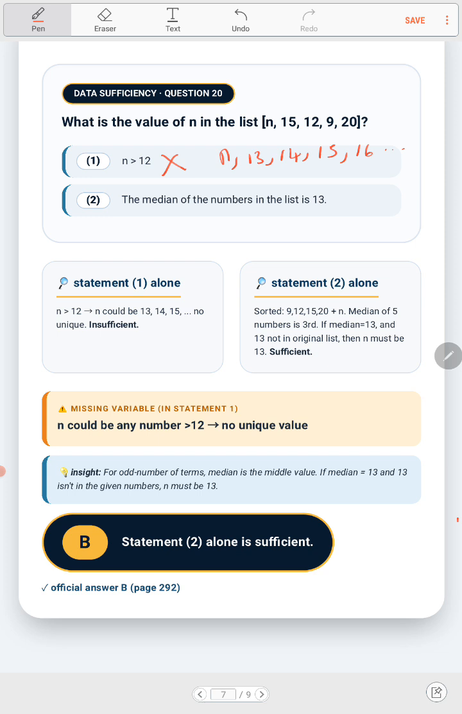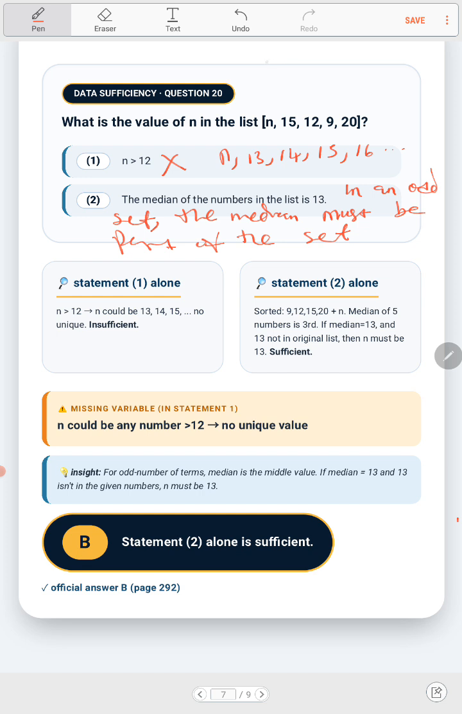Statement 2: the median of the numbers in the list is 13. Yes. And there is a little theory here anyway. The theory states that given an odd set, the median must be part of the set. See what they're saying.